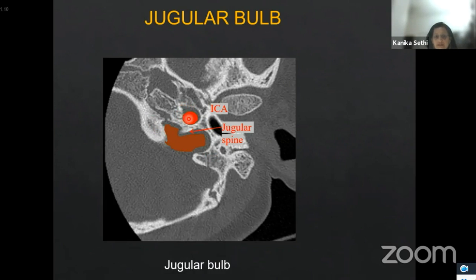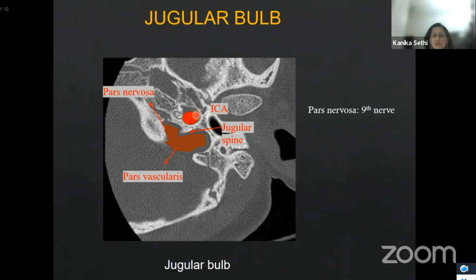Internal auditory canal, and the internal carotid artery is just anterior to it. So anterior is pars nervosa and posterior is pars vascularis. So a way to remember is the 9th nerve goes through pars nervosa. So remember N for the 9th nerve. And in pars vascularis goes the 10th nerve, which is the vagus. So V for vascularis and V for vagus. That's how you can remember it.